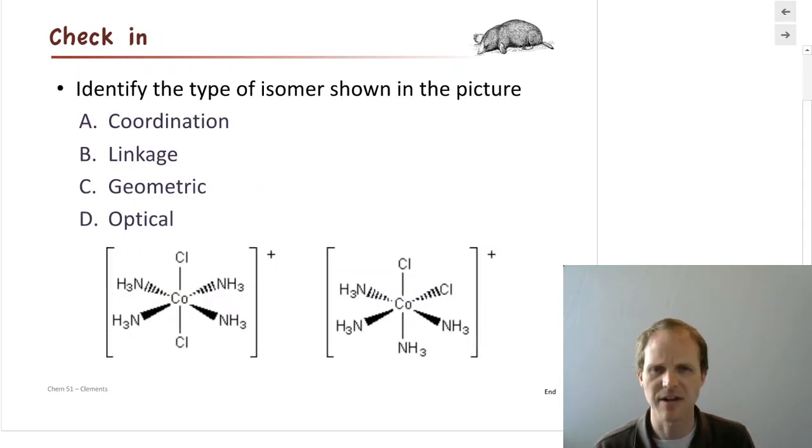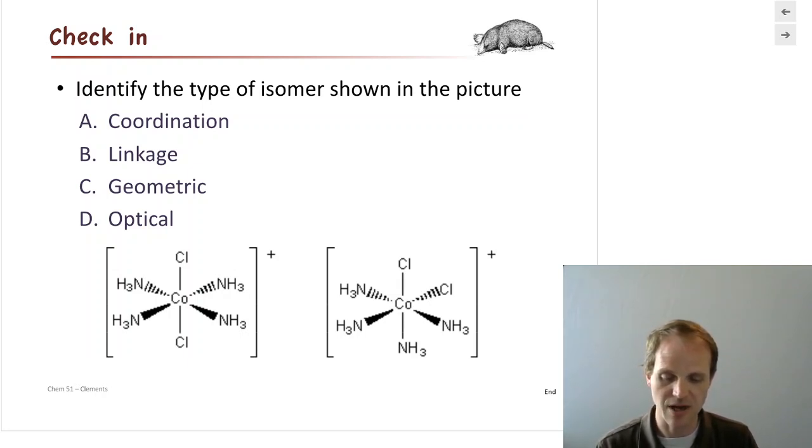Okay, I know this has been a long time. This is one of my longer videos. I didn't split it up well, but let's just check in one more time here. We're going to identify the type of isomer shown in the picture. Is it a coordination isomer, a linkage isomer, a geometric isomer, or an optical isomer?